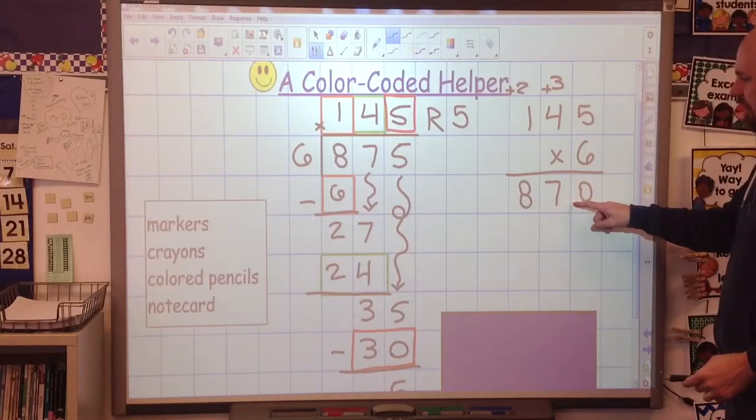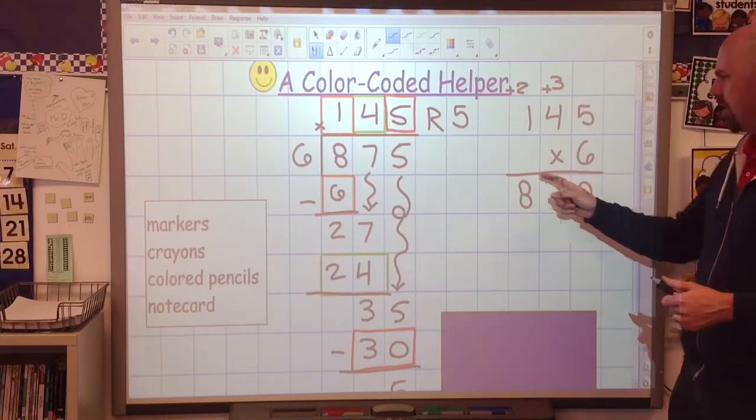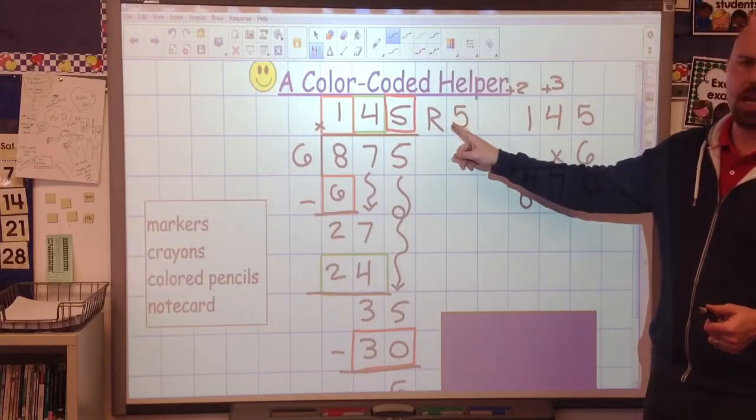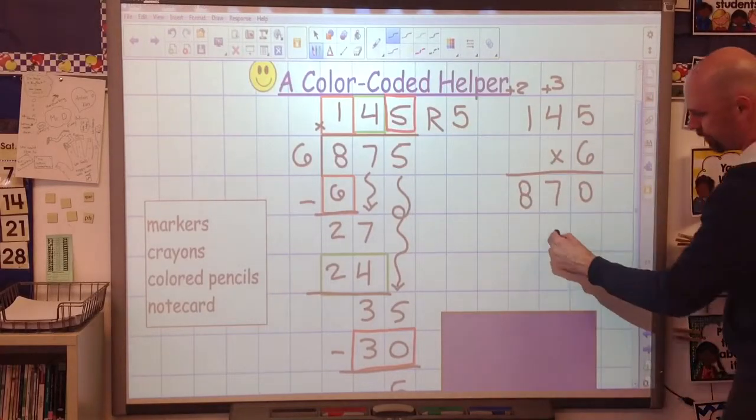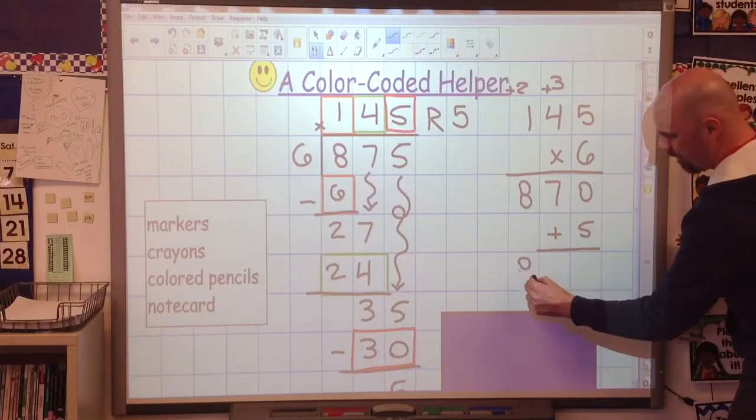And we say, if this answer matches this answer, then we're good. And we look, we go, well, they don't match. And a lot of the kids already picked up on this. Well, now we just add on that remainder 5. That's one way to double check it.